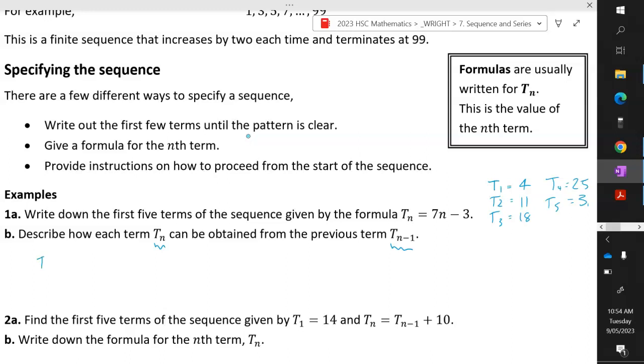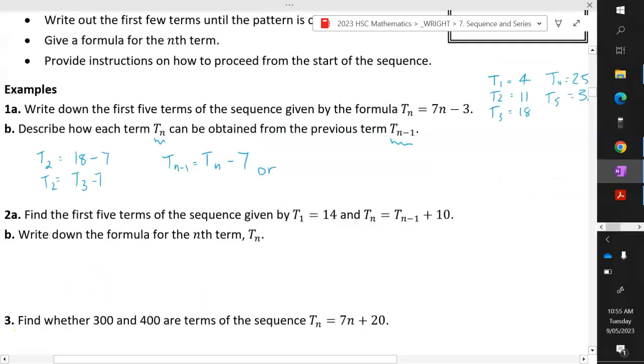So let's see how we can get term 2. We would get that by getting our previous term, 18, and subtracting 7. So that's basically saying, okay, term 3, take away 7 is equal to term 2. So we would then get our term n minus 1 by going term n minus 7. Or, if you wanted to rearrange that, you could think of it as that term n is going to be term n minus 1 plus 7, which is basically really what that's saying, isn't it? But there are your 2 options. One, you're adding 7, one, you're minusing 7.